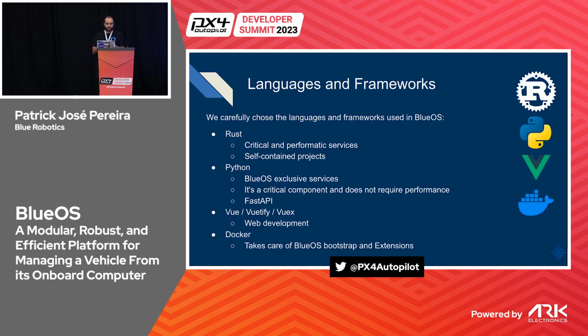And some of the languages and frameworks that we use, and the decisions that we have about it. We use Rust for critical and performant services, and also self-contained projects. In this case, it is Mavlink to Rest and Mavlink Camera Manager. We also use Python for exclusive projects, and also for components that are not critical, where performance is not that required, and use FastAPI for providing all the API and documentation for our Python services. And we also use Vue, Vuetify, Vuex for web development, and the entire front end is done with that. And we also use Docker for BlueOS, update, extensions, and managing other things in the background.